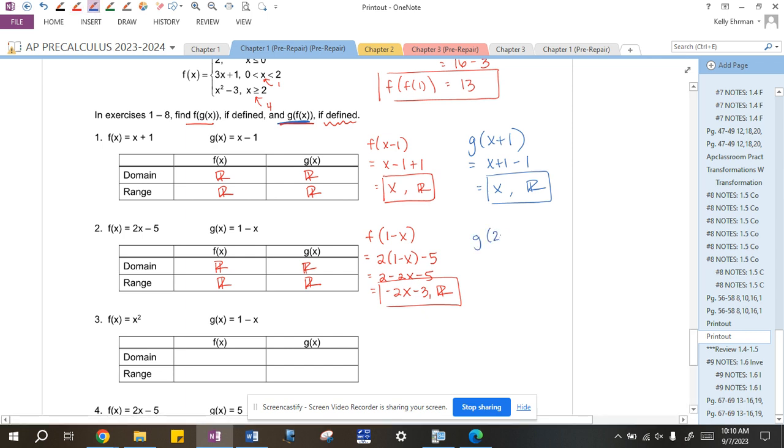G of 2x minus 5, that's g of f of x. It's 1 minus, make sure you put parentheses, 2x minus 5. You're subbing in for this variable here. That's 1 minus 2x plus 5. That's 6 minus 2x, or negative 2x plus 6. All real numbers again.